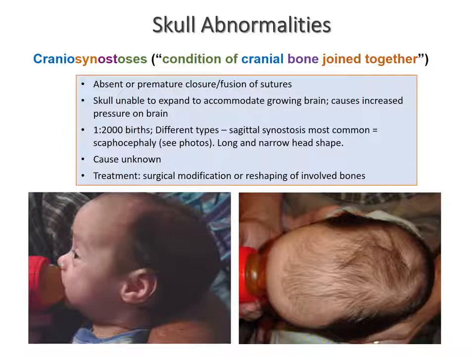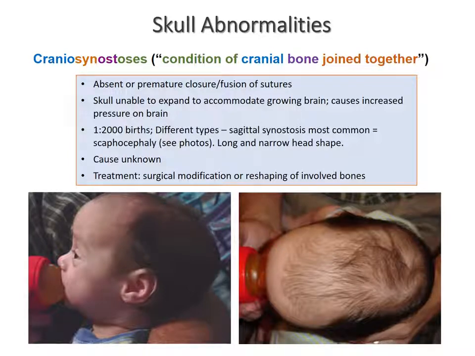Occasionally, some of the cranial vault sutures do not form or they close prematurely, which is referred to clinically as craniosynostoses. This is important to diagnose and treat since it represents a skull that is unable to expand to accommodate the growing brain. This can cause increased pressure on the brain. There are different kinds of synostoses depending upon which specific sutures are involved, and the particular sutures involved determine the resultant shape of the head.